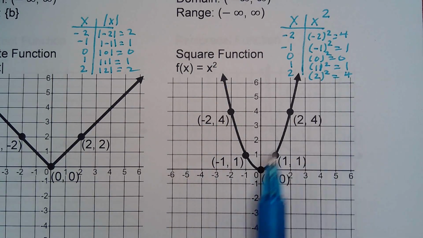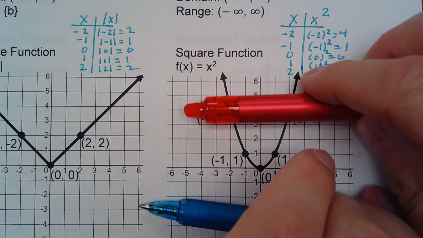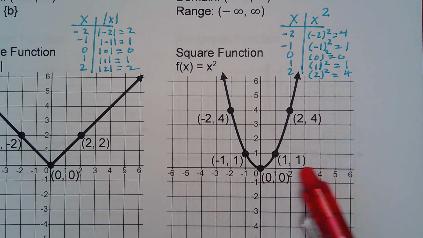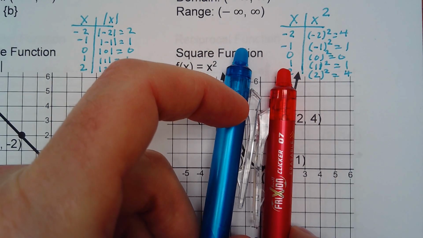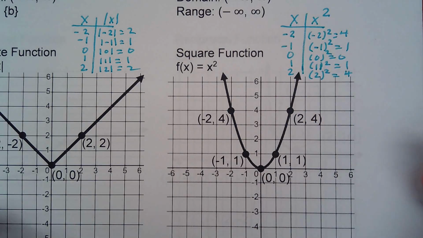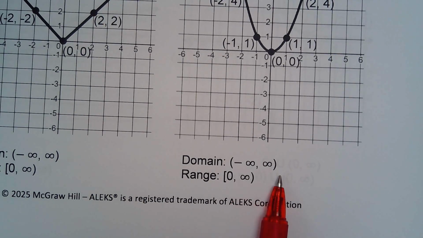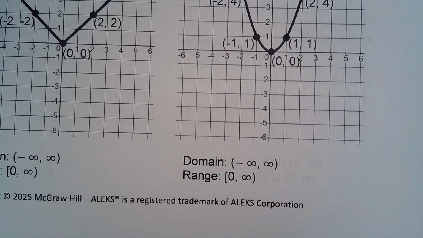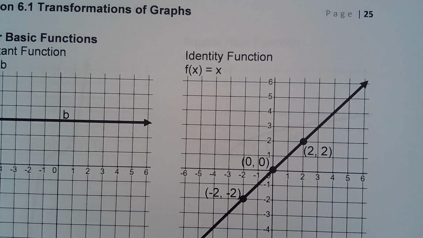My domain, if I go through and flatten this out, it's going to land on the x-axis, so my domain is going to be all real numbers. And if I flatten this out on my y-axis, my range is going to start at 0 and go to positive infinity. So my domain is from -infinity to infinity. My range is from 0 to infinity, including 0. All right, let's turn the page.